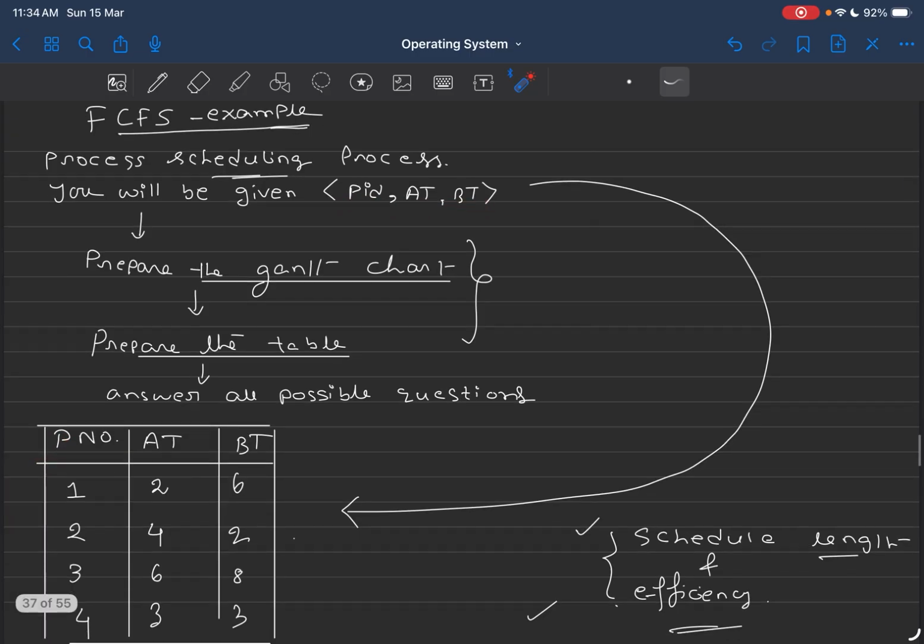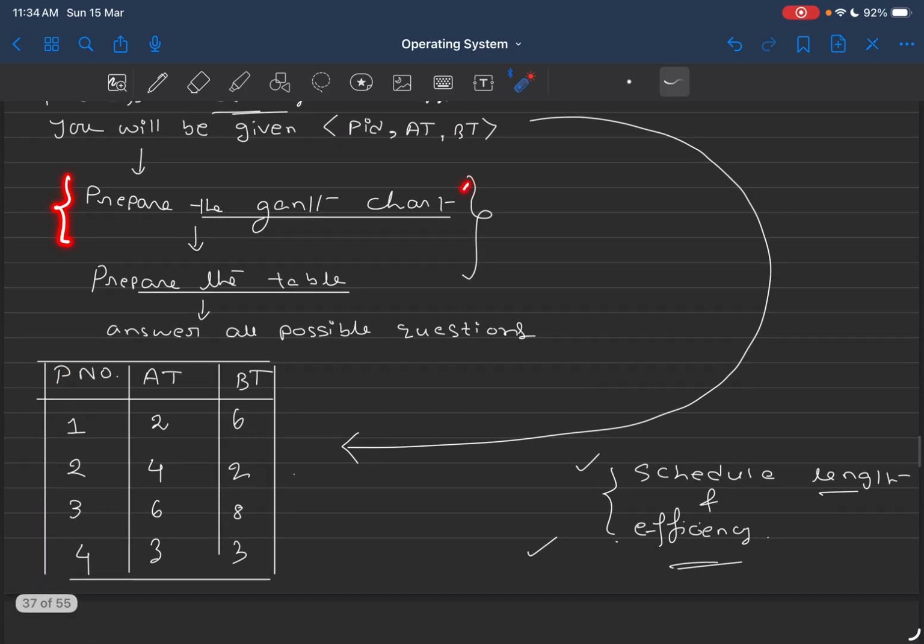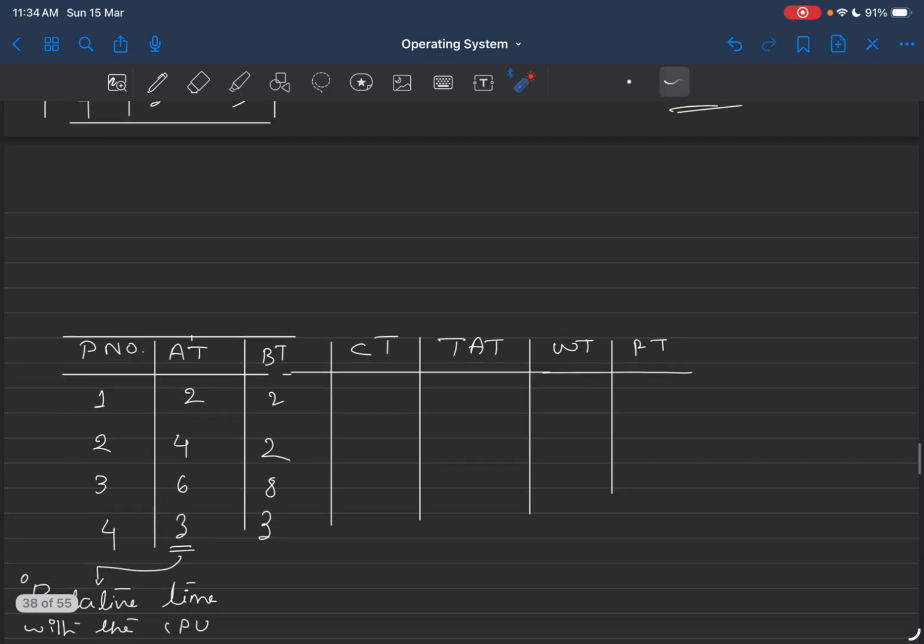Your next task will be to prepare the Gantt chart. Once you have the Gantt chart, you can prepare this table very easily. Once you have the Gantt chart and you have successfully prepared this table, you will be able to answer all the possible questions. From this example onwards, we will start seeing the schedule length and the efficiency as well, and I will be showing you the throughput as well. Everything will be super clear. Now let's move to the example.